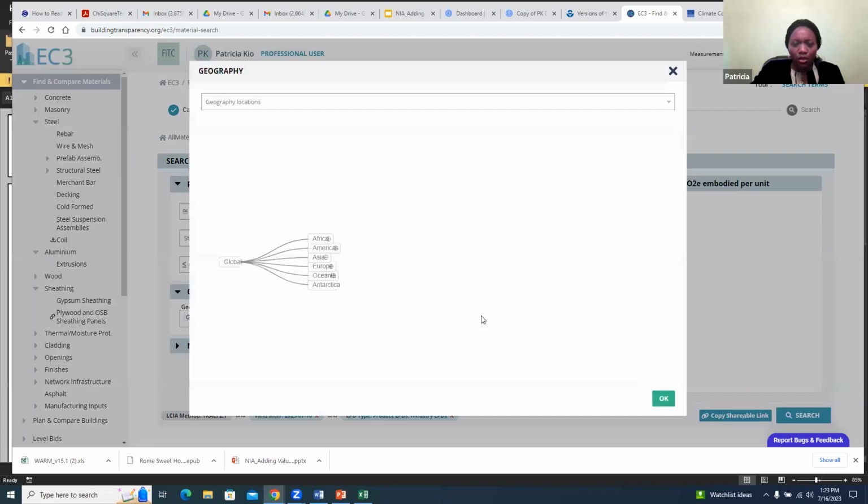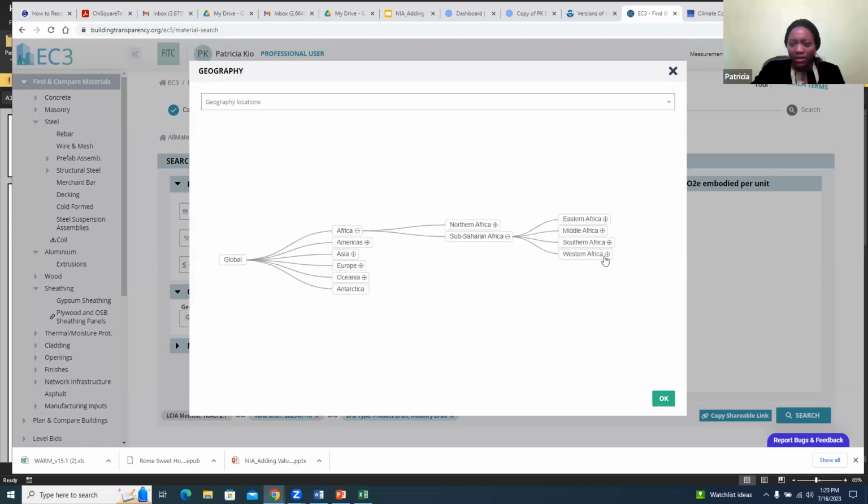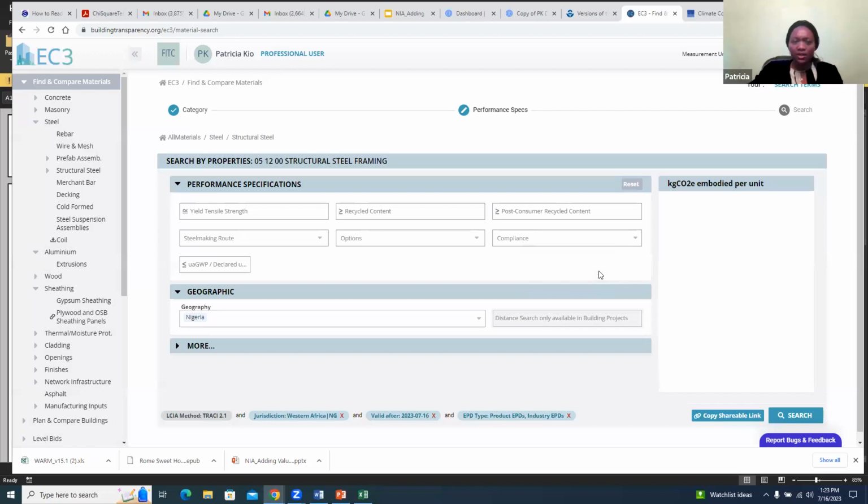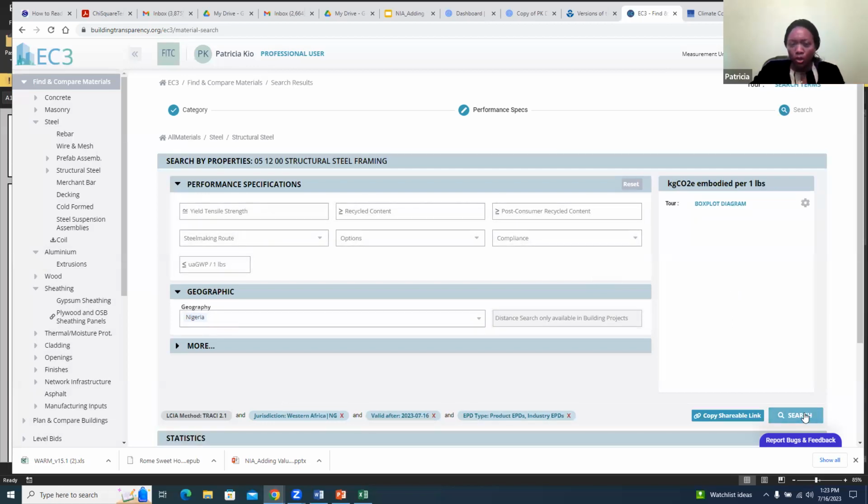And then you can set the location for where you're using this material, global, so Africa, Sub-Saharan Africa, Western Africa, and then you can pick Nigeria. Okay. And so when you pick the place and then you click on search, it will create a box plot for you to show how this material that we are picking meets the requirements for the baseline for the emissions, how it meets for the TRASI.